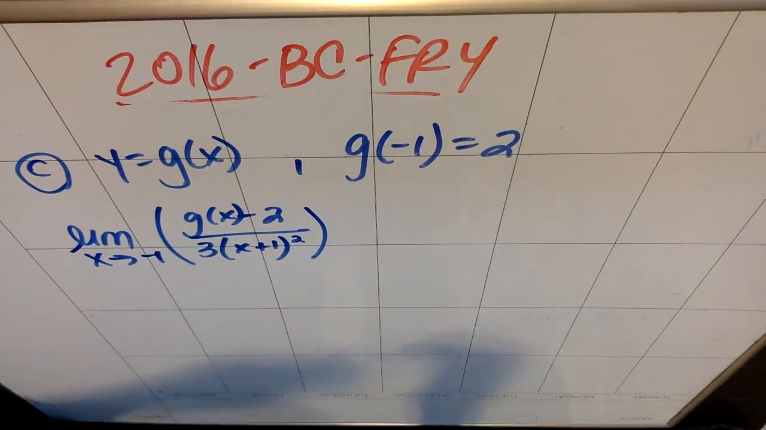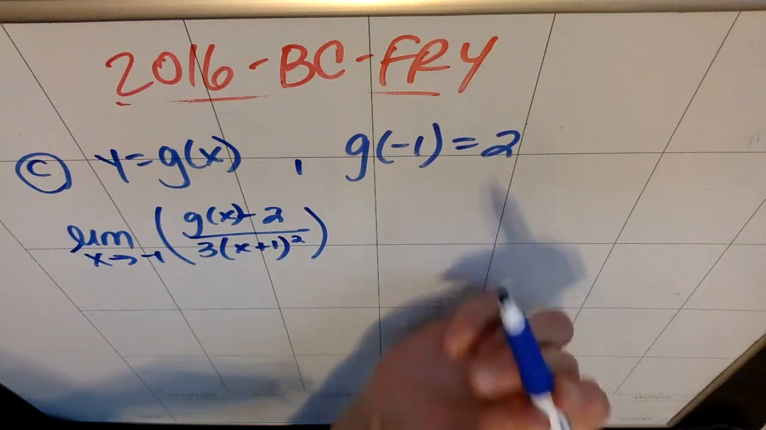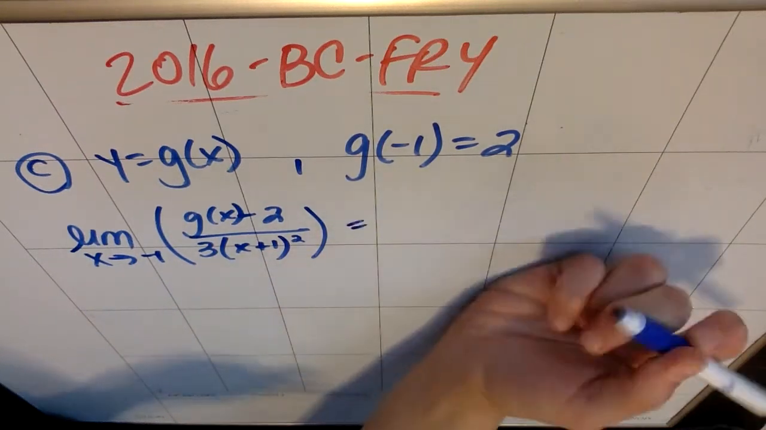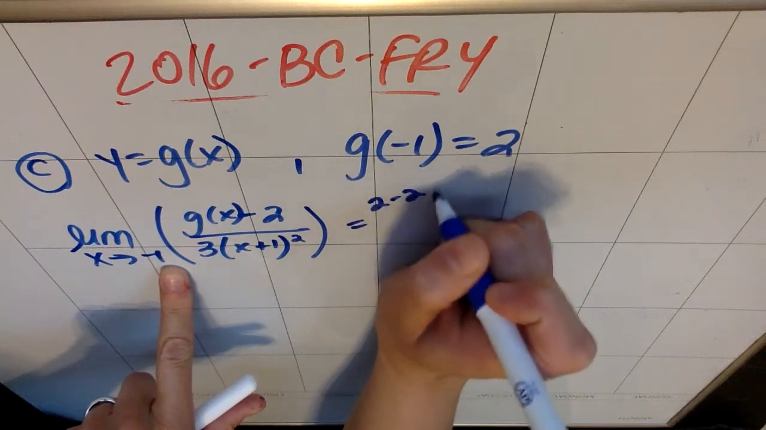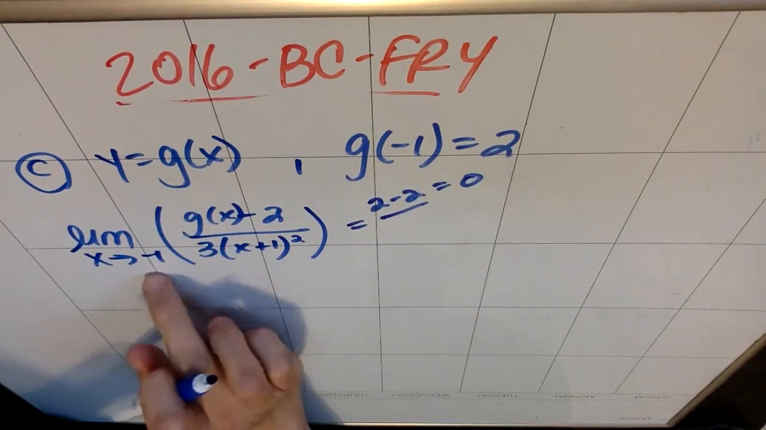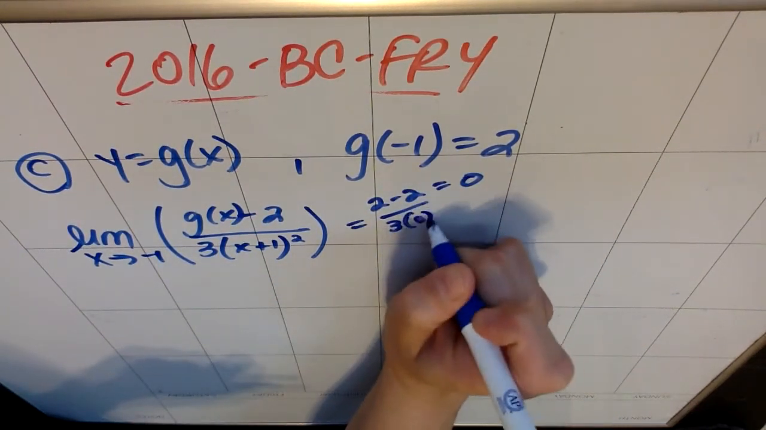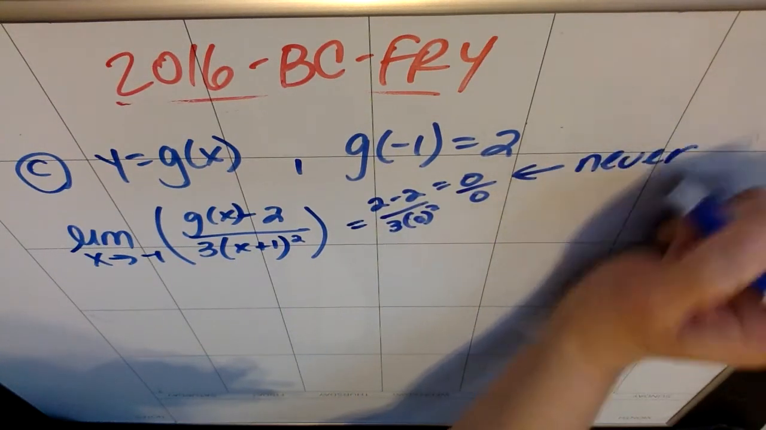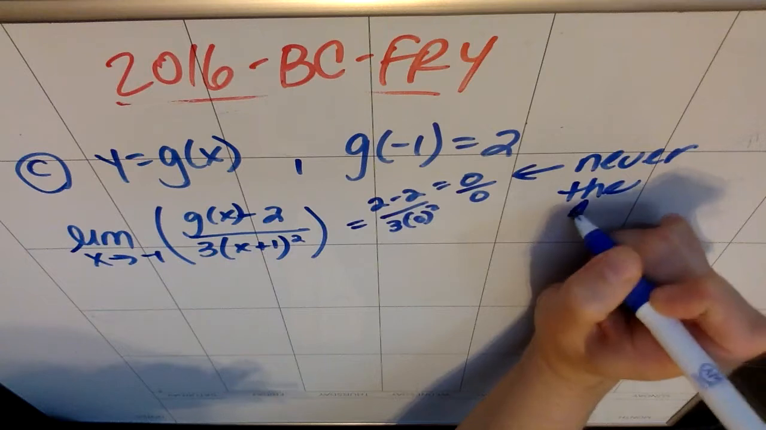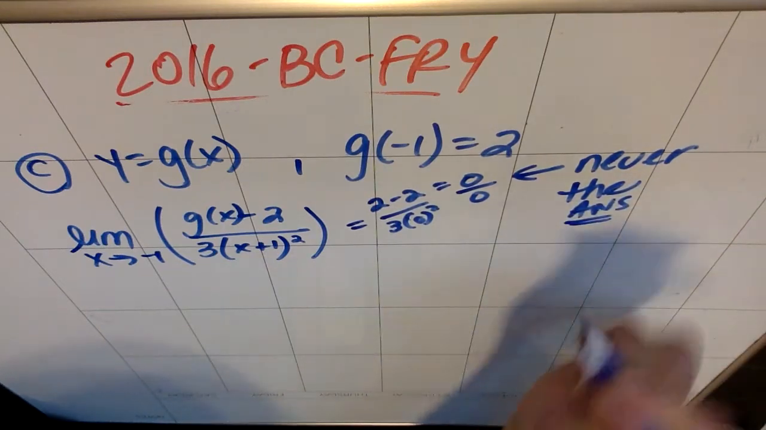Okay, so we're asked to find this limit. So the first thing we should do is try and plug in. You always try to plug in first, and when you do, you're going to get a -1 here. So g of -1, which is 2, minus 2, so that's a 0 on the top. And when you plug in on the bottom, you're going to get a 3 times a 0 squared, which is a 0 on the bottom. And that is never the answer. That is an indeterminate form.